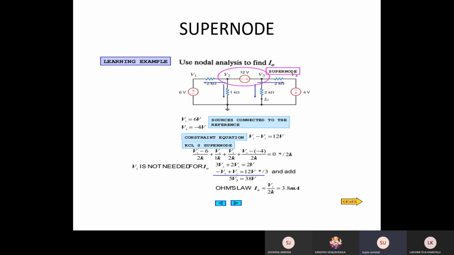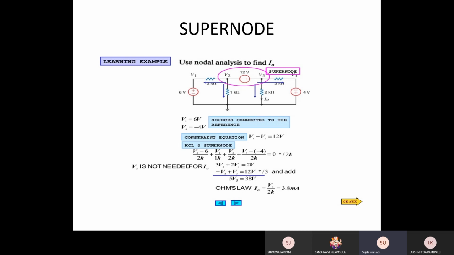Here there is only one mistake: this is V1, this is V2. Generally we observe that this is V1 and this is V2. This is the super node analysis. For that you have to write down V1 minus V2 is equal to 12 volts. Then you have to observe V1 minus 6 by 2 plus V1 by 1. This is one node, plus V3 minus 4 by 2 ohms plus V3 by 2. This complete will be obtained from the one equation only. Then you have to solve this equation. You get how much of the voltages and how much of the current.